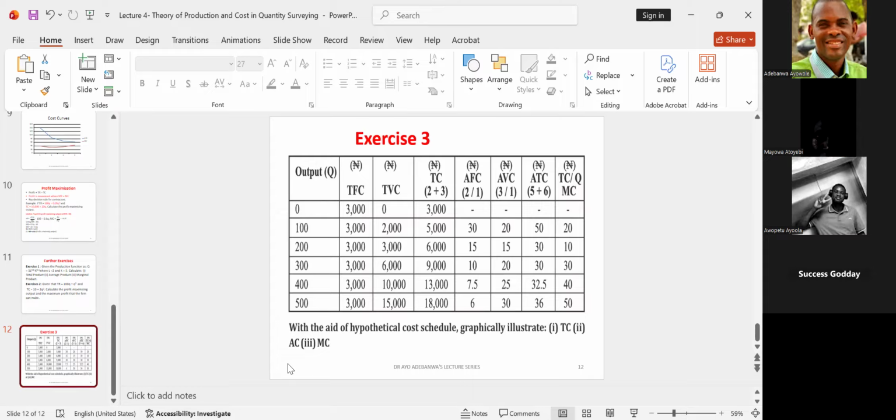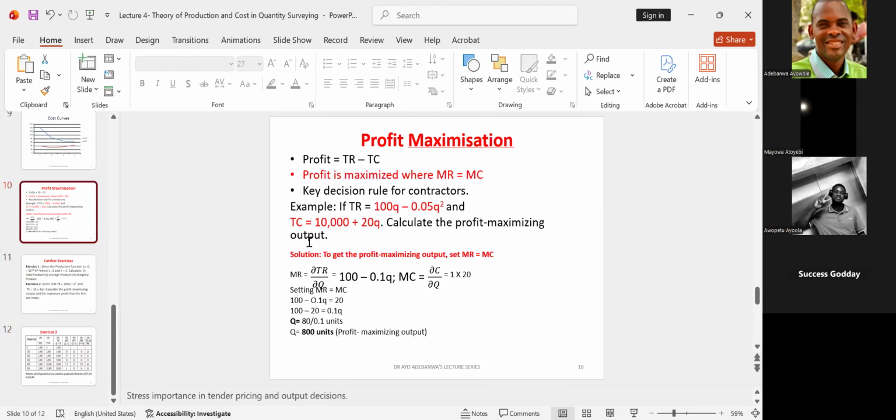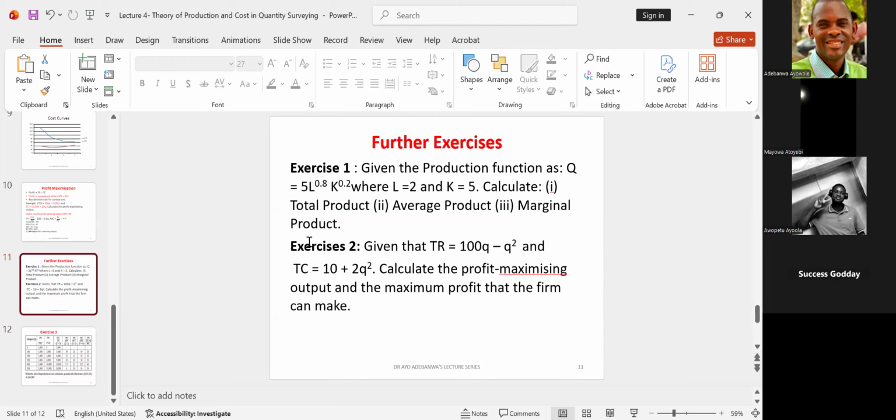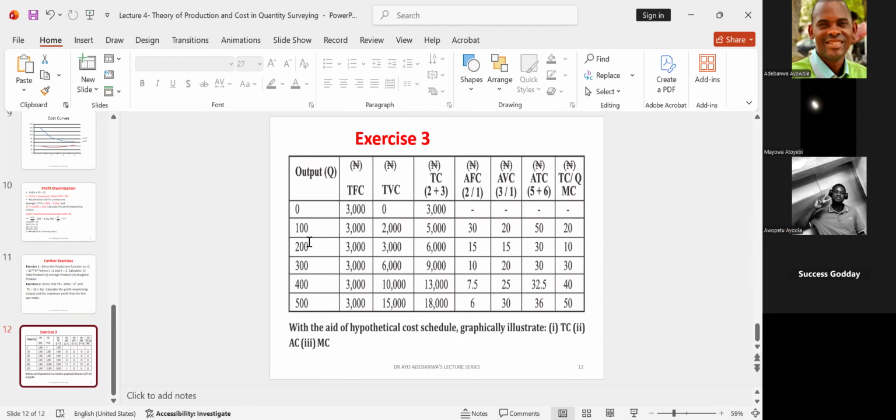It's a pity that the connectivity disappointed us earlier, but I assure you that if you don't have a good understanding of exercise 1, exercise 2, and even exercise 3, I can take you through in the physical class. But I would like you to just go through it.